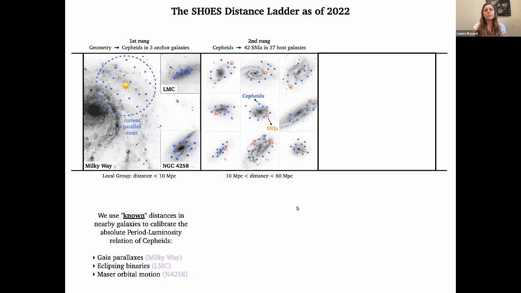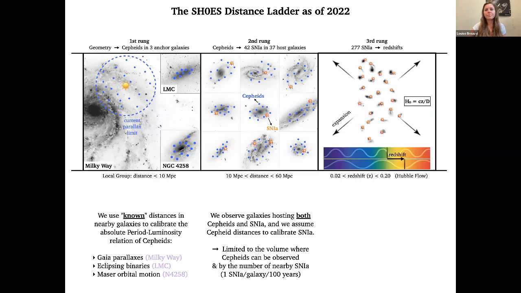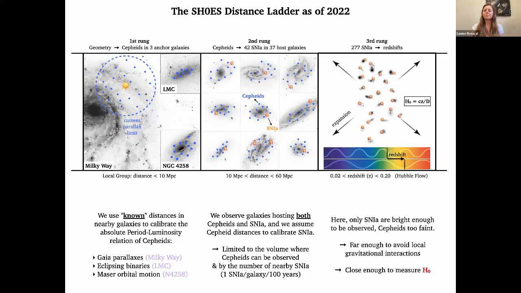Then we move on to the second rung, where we observe both Cepheids and type 1a. And then we use Cepheid distances to calibrate type 1a. This is limited to the volume where we can observe Cepheids because they're fainter than supernovae, and also limited by the number of available type 1a supernovae. And finally, the third rung, we look at redshifts and distances of type 1a to get to the Hubble constant. This needs to be far enough to avoid local interactions, but close enough to measure H0 today, so the local Hubble constant.